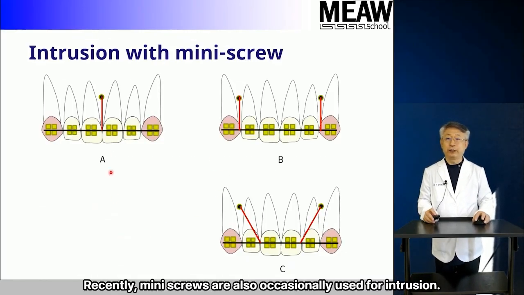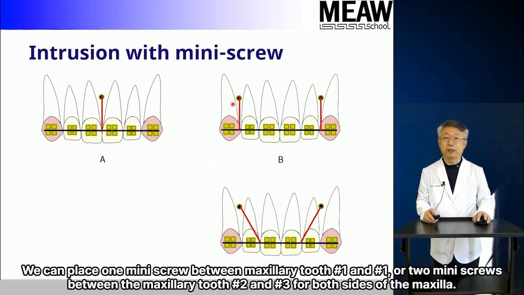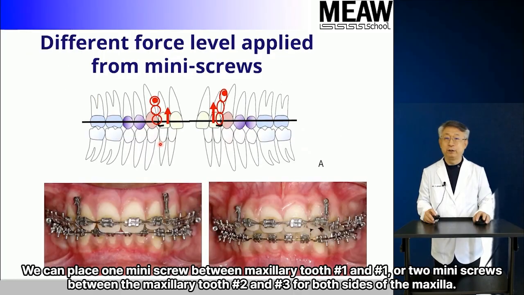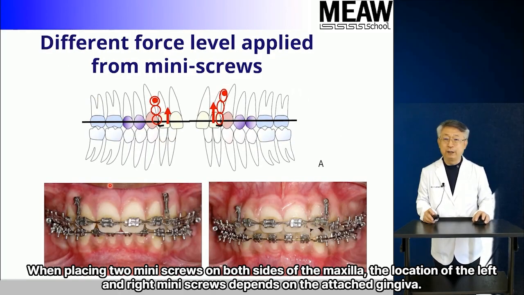Recently, mini screws are also occasionally used for intrusion. We can place one mini screw between maxillary tooth number 1 and number 1, or 2 mini screws between the maxillary tooth number 2 and number 3 for both sides of the maxilla. When placing 2 mini screws on both sides of the maxilla, the location of the left and right mini screws depends on the attached gingiva.